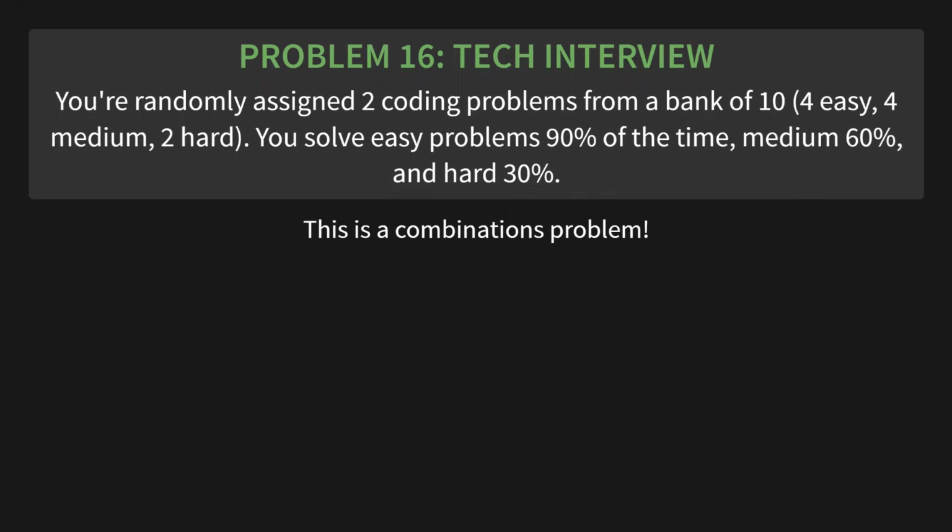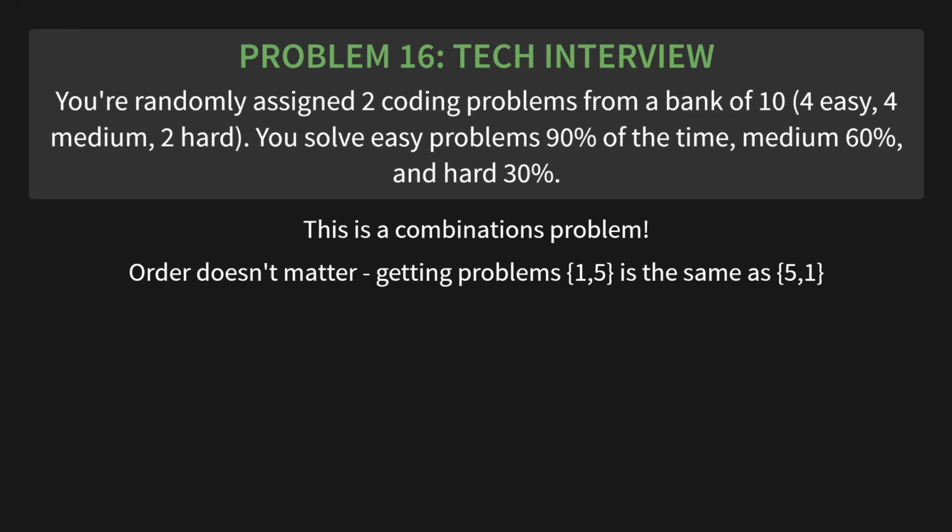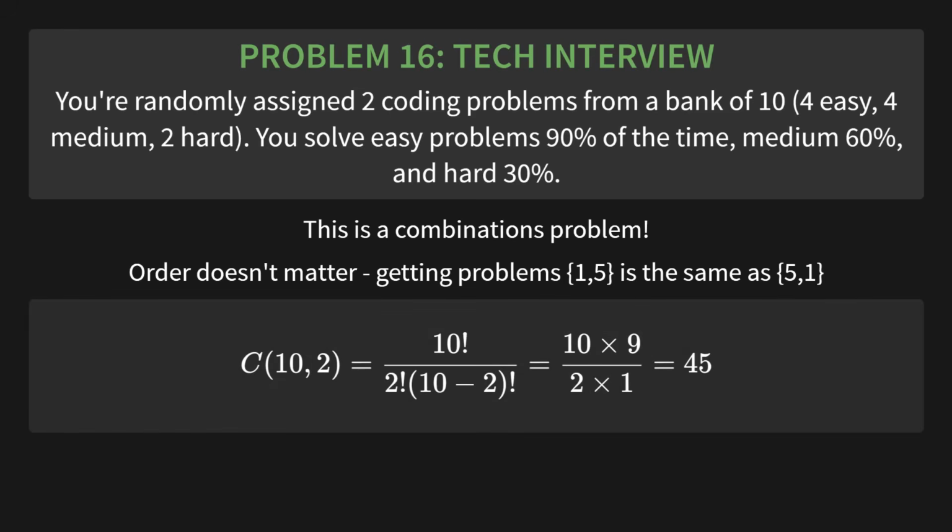This is a combinations problem. And here's the key insight. Order doesn't matter. Getting problem number 1 and then problem number 5 is the same as getting problem number 5 and then problem number 1. You're just solving 2 problems. Check out this combination formula. We need 10 choose 2. That's all the ways to pick 2 problems from 10. When we work it out, 10 times 9 divided by 2, that's 45 different possible problem sets.